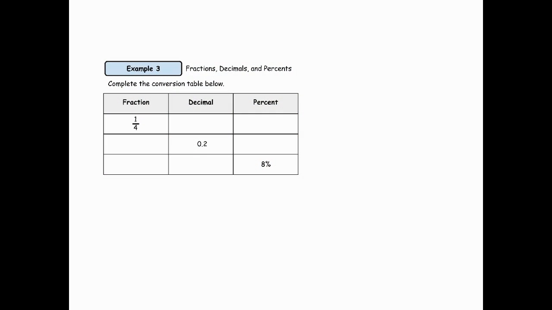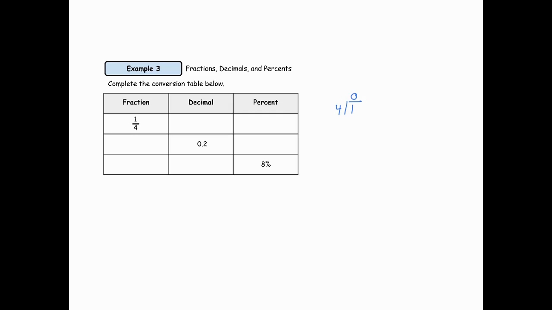All right, example number 3, fractions, decimals, and percents. The directions say to complete the conversion table below. So it looks like what we have to do in our first row is convert the fraction 1/4 to a decimal and a percent. We can change any fraction to a decimal by dividing 1 by 4.